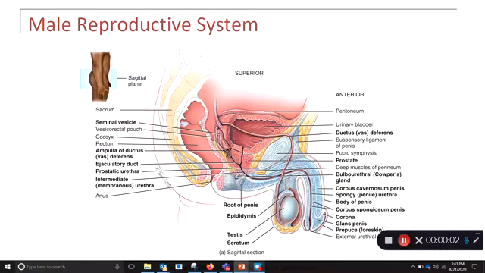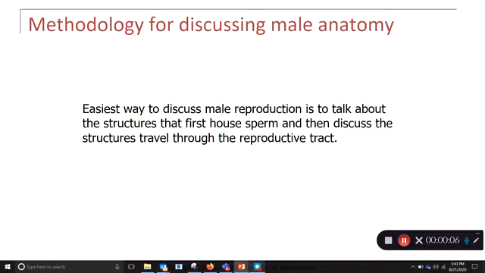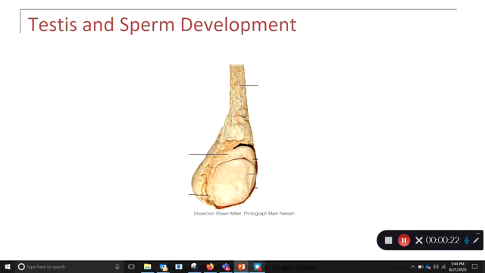All right, ladies and gentlemen, let's go ahead and begin discussing the male reproductive system. And really the best way to discuss it is just from the perspective of sperm: where it's developed, how it's developed, as well as the things that it passes by in order to leave the male system, as well as anything that will be accompanying along with it.